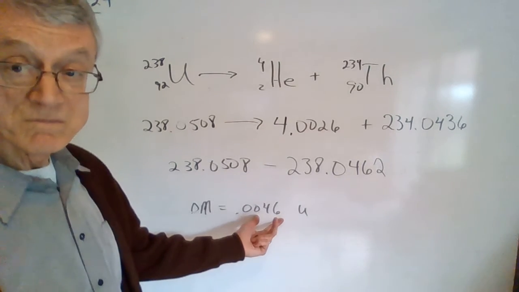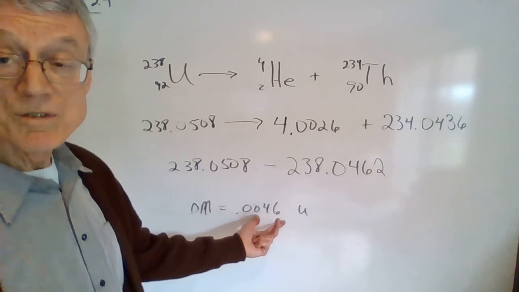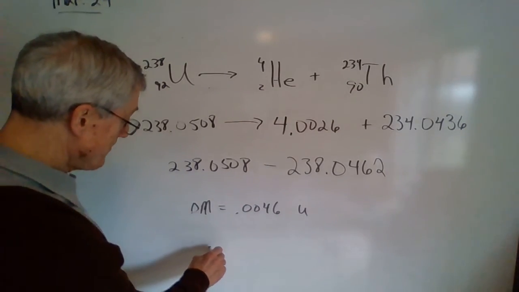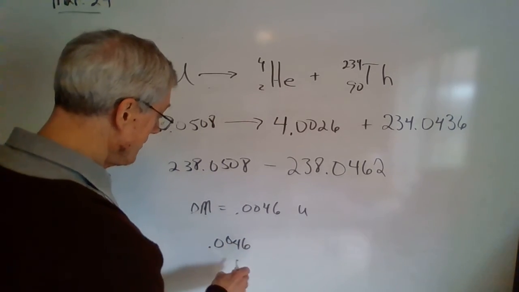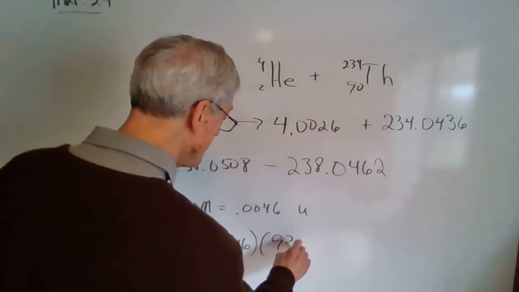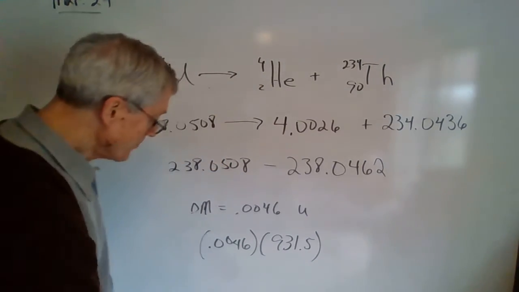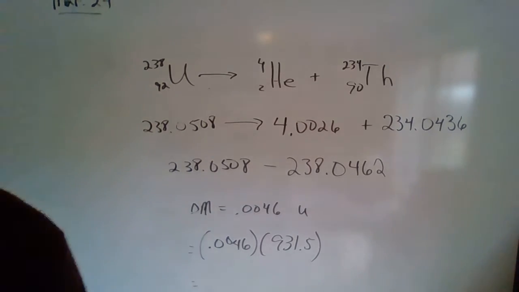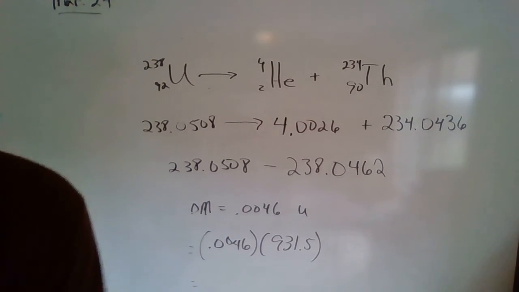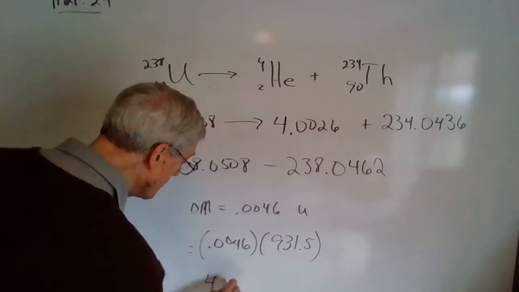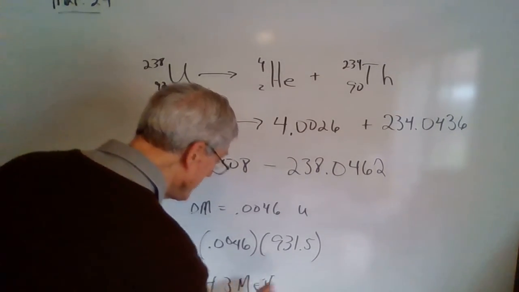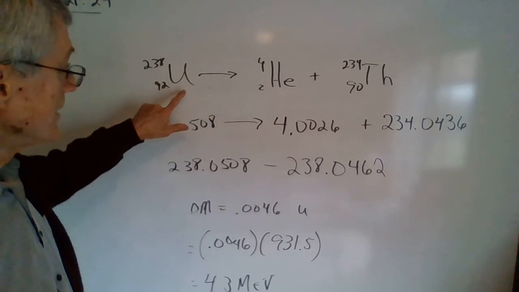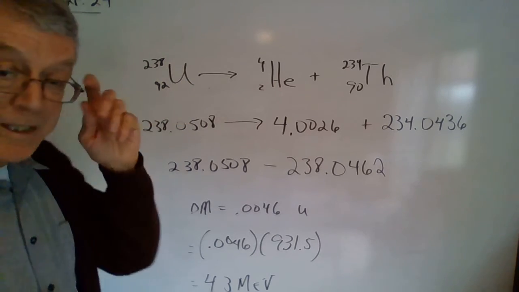Where did it go? Jack, where did it go? Yeah, it turned into energy. How much energy did it turn into? Well, if we take u's and multiply them by 931.5, we will get the amount of energy that it turned into. And I don't know what that is, or yes, I do. 4.3, if I round it off to 2 digits, 4.3 mega electron volts are emitted when just one alpha particle is released from a uranium atom.